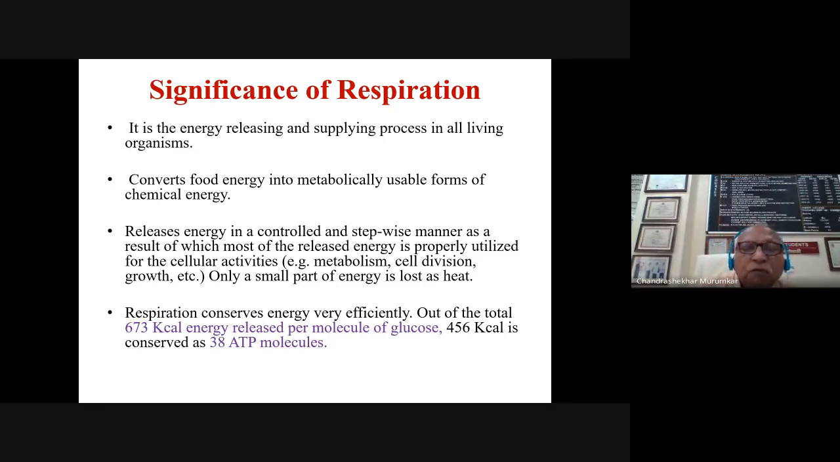The respiration converts the energy very efficiently. Out of the total 673 kilocalories of the energy released per molecule of glucose, 456 kilocalories of the energy is converted through the 38 ATP molecules. So this is about 66 to 68% efficiency of oxidation.